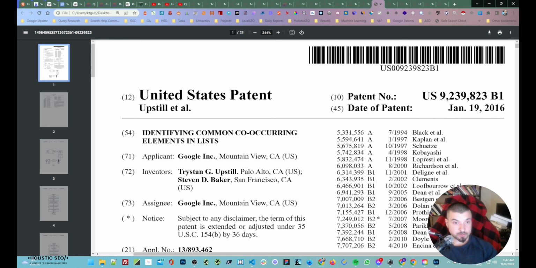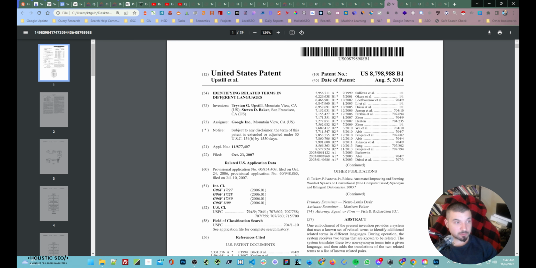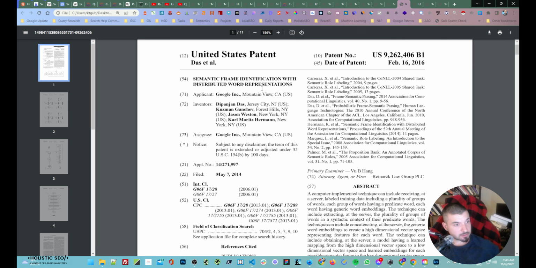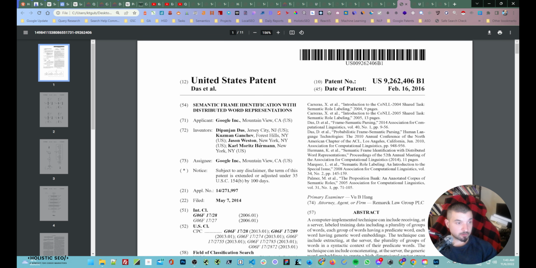So the continuation section is important, but you also see that the continuation section changes the specific context there. That's why, because of the highly similar diagrams, I just wanted to change the file name and the date as well. So again, we have some important inventors here. Especially I suggest you check Mr. Hermann and semantic frame identification with distributed word representations.